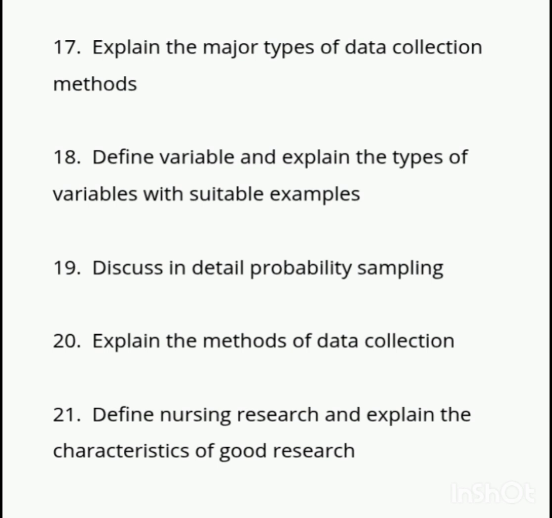So here you have to explain what is a variable and the types of variables, and you have to explain with examples. Okay, the types of variables include dependent variables, independent variables, random variables, continuous variables, discrete variables, numeric variables, and categorical variables. Okay, you have to explain with suitable examples.